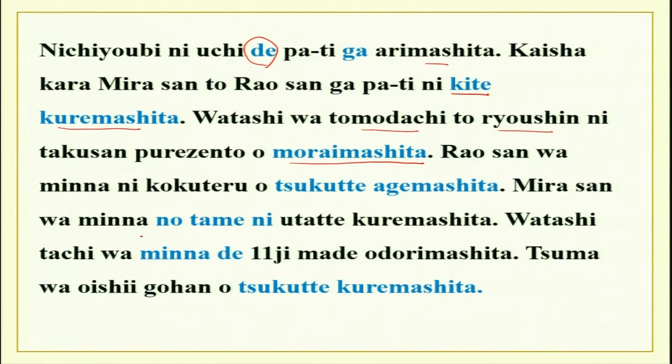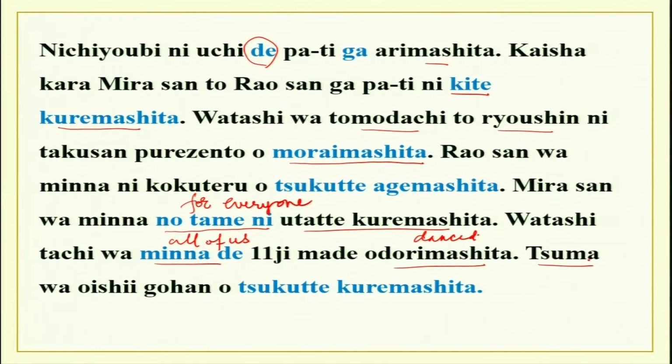ミラさんはみんなのために for everyone, 歌ってくれました。She sang for everyone. 私たちはみんなで all of us 11時まで踊りました。We danced. Then 妻はおいしいご飯を作ってくれました。妻 is 奥さん which is wife. She made and gave it to us. So, this is the simple kaiwa.